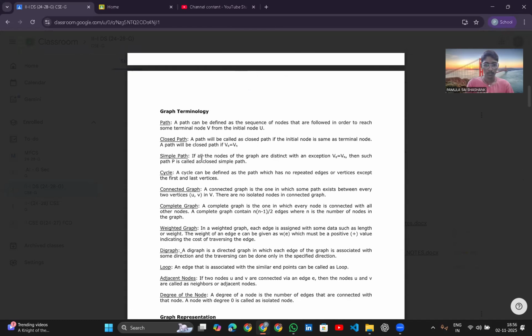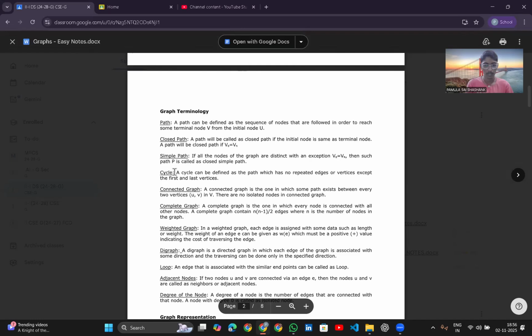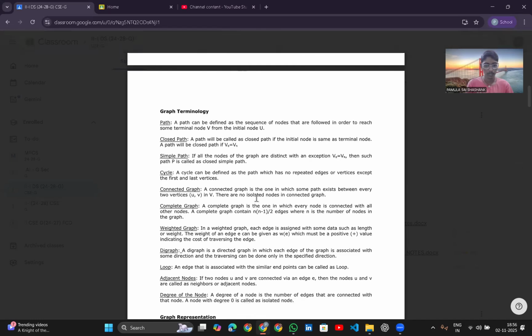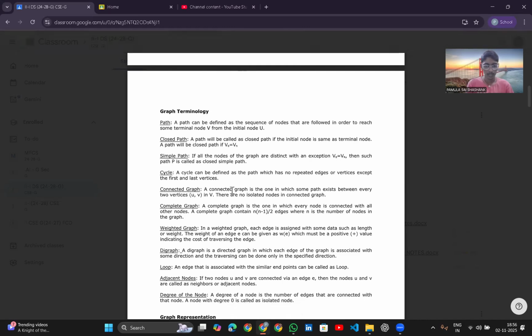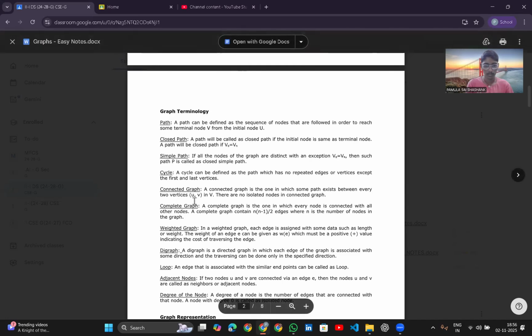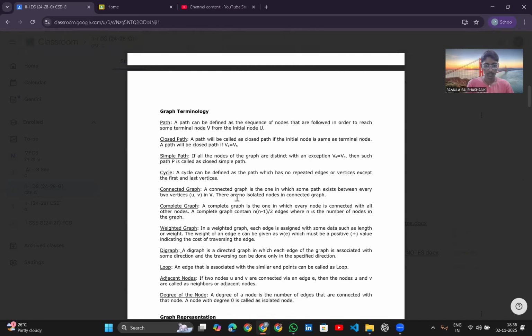Simple path: if all the nodes of the path are distinct, with the exception of V0 being equal to Vn, then such a path P is called a simple closed path. Cycle: a cycle can be defined as a path which has no repeated edges or vertices except the first and last vertices. Connected graph: a graph in which some path exists between every two vertices. There are no isolated nodes in a connected graph.